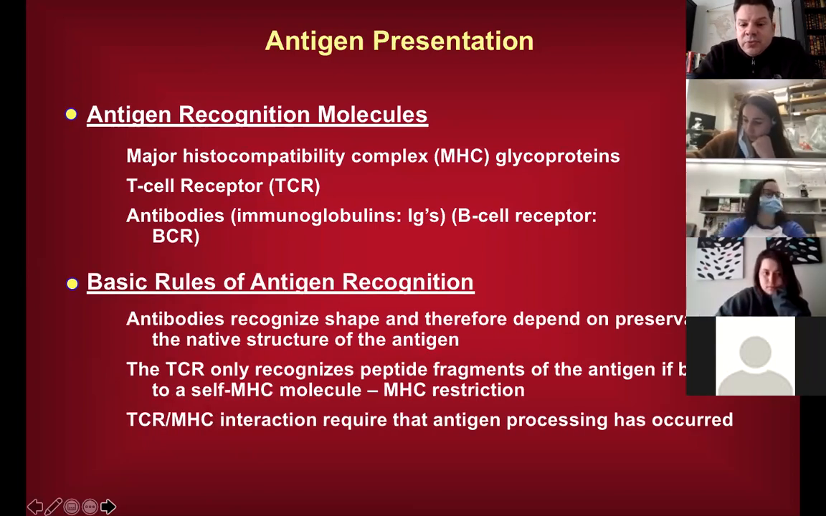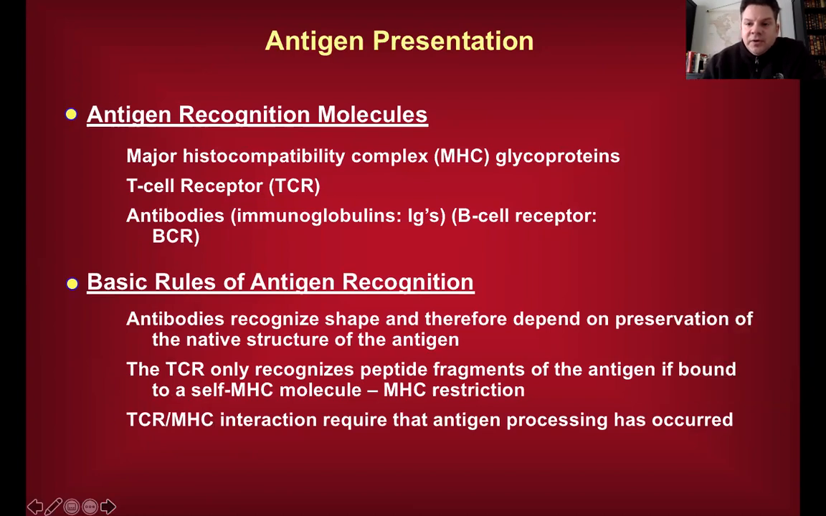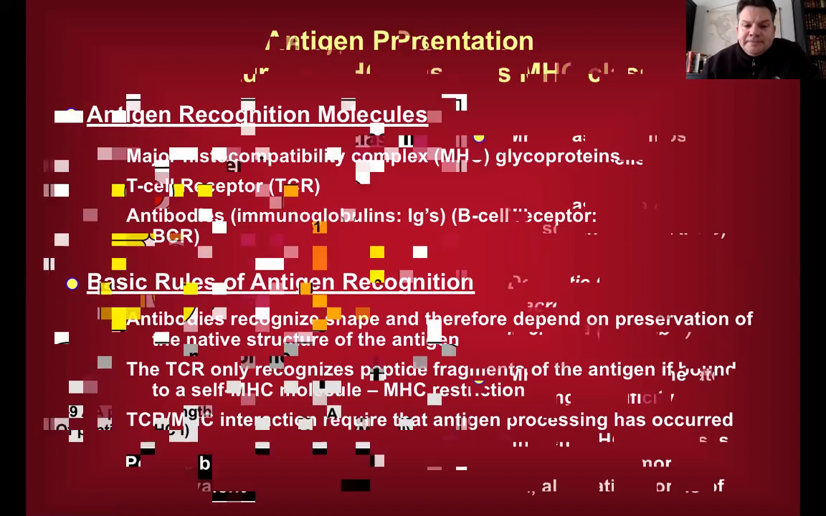Okay, so basic rules of antigen recognition are that antibodies recognize shape and therefore depend on preservation of the native structure of an antigen. The T cell receptor only recognizes peptide fragments of the antigen if bound to the self MHC. This is called MHC restriction. So you have to have the antigen inside the MHC for the T cell receptor to bind. And when you have this tight binding between the T cell receptor and the MHC, it really shows you that antigen processing has taken place. And we'll talk a little bit more about antigen processing.